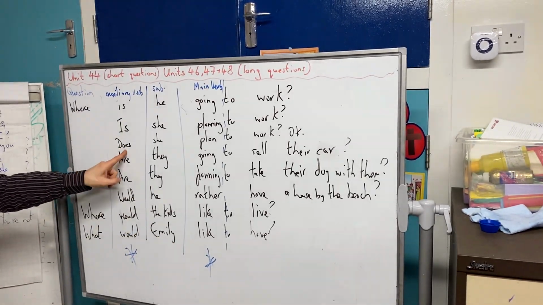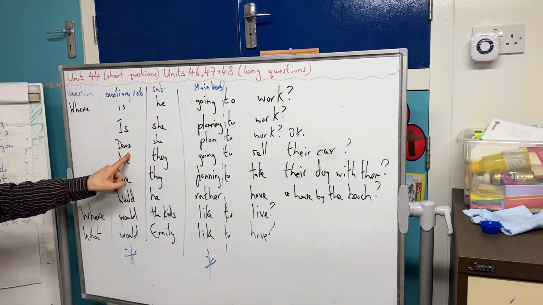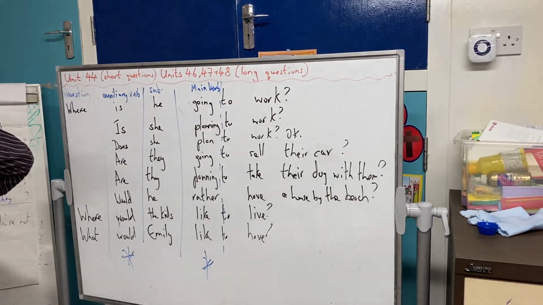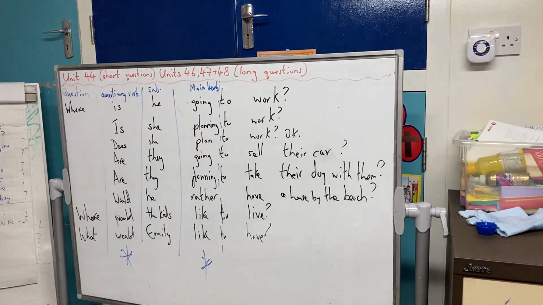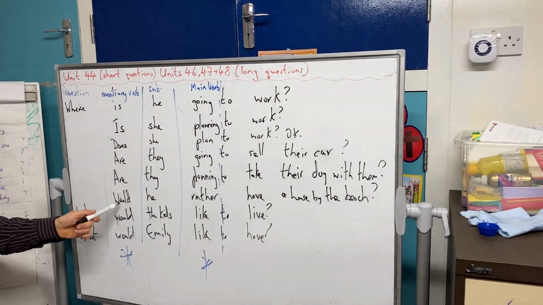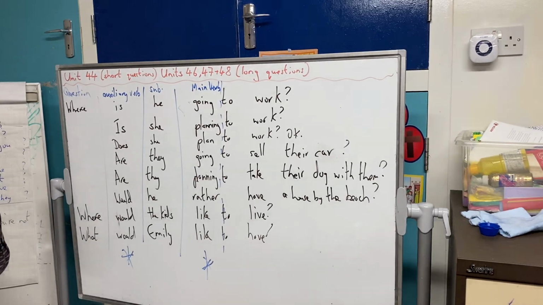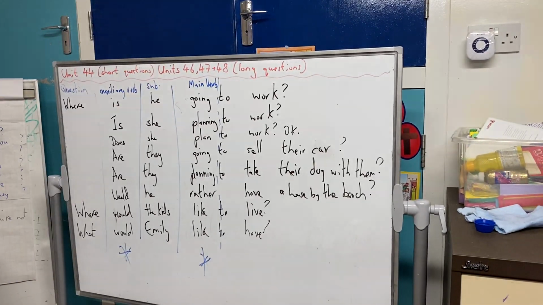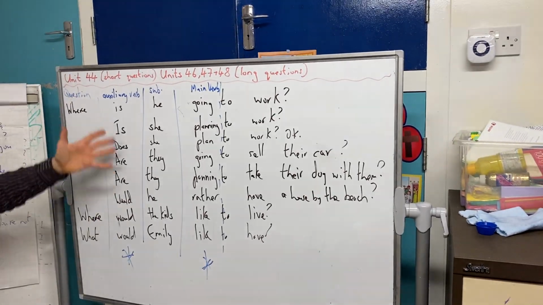So if you see a do or does, you know it's present simple. If you see an is with an ing, you know it's present continuous or the future with going to. If you see would he rather, you know it's a present simple type structure with no ings and no goings and stuff like that. So it's really important to look at that.